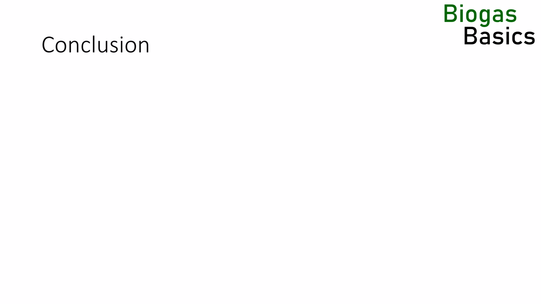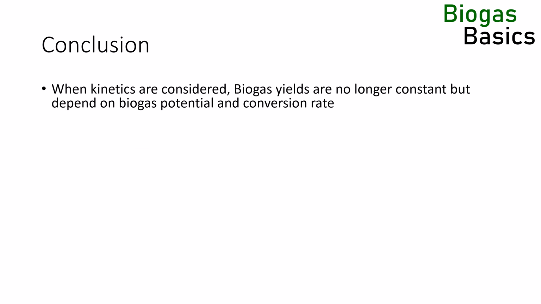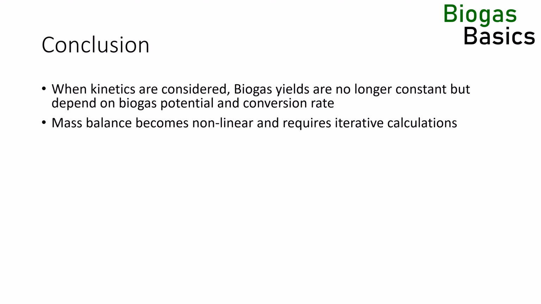When kinetics are taken into account, biogas yields are no longer constant but depend on biogas potential and conversion rate. Conversion rates are calculated with degradation kinetics from hydraulic residence times, which are the mass of digestate in the reactor divided by the reactor effluent stream. The mass balance becomes nonlinear and requires iterative calculations to solve. The residence time depends on the conversion rate, and the conversion rate depends on the residence time.